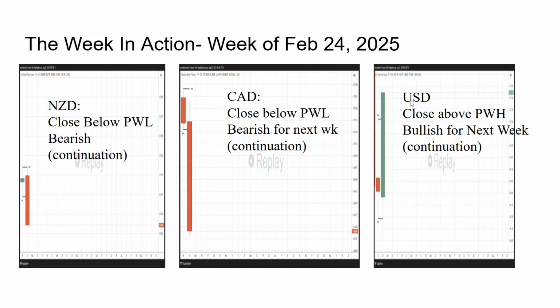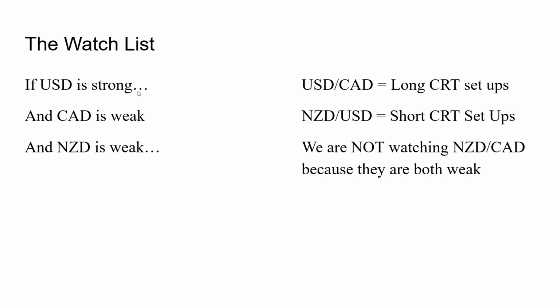And then lastly, the USD closed all the way up here above the prior week high. So what do we expect? A continuation for the dollar to be strong or bullish. So all we do now is pair those currencies. If the USD is bullish or strong, and the Canadian and New Zealand are weak or bearish, that automatically gives us our bias. Dollar plus Canadian gives us a long bias for the next week. New Zealand dollar gives us a short bias for the next week.